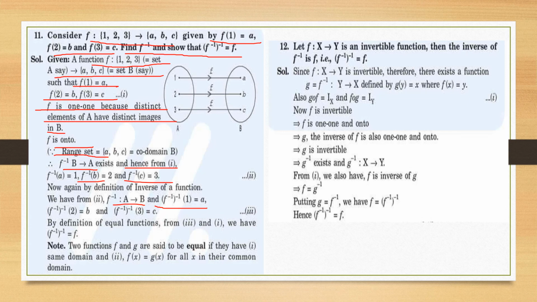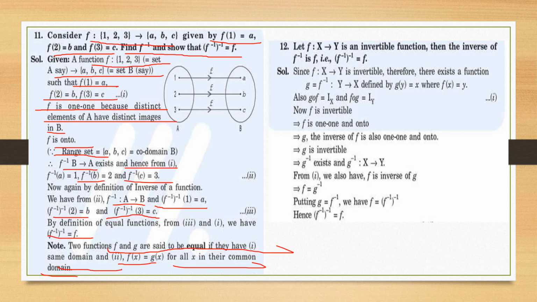Okay, and f inverse whole inverse 2 will be B and f inverse whole inverse 3 will be C. So that means by definition of equal functions, from equation number 3 and 1, we will be having f inverse whole inverse equal to f, right? So note down that two functions f and g are said to be equal if they have the same domain, and f(x) equal to g(x) for all x in their common domain, right? So this is the way we will prove this question.